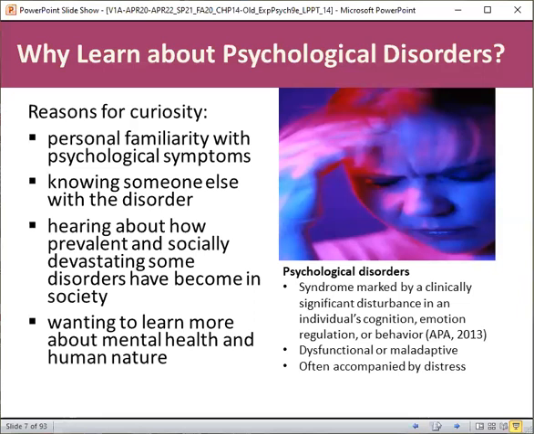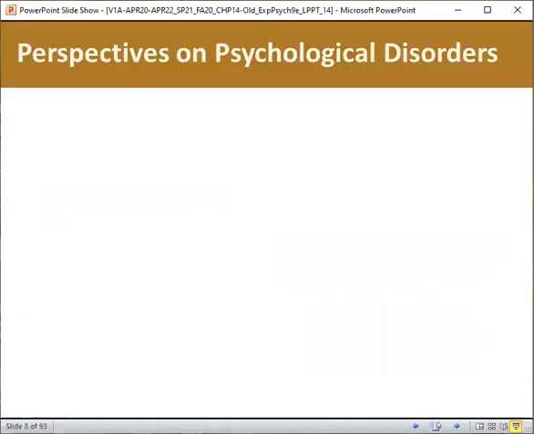And of course, most often, and some of you may experience this as well, when people take a psychology course, they feel like maybe they have some of the issues going on there, or they can relate to them. It's not unusual, because we are all humans, and we do experience some issues, and sometimes these questions do come up. So let's look at a few perspectives of psychological disorders.